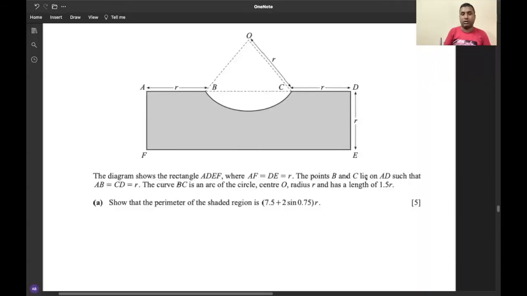Let me see the next question. This is question number 11. Look at the question. This diagram shows the rectangle ADEF. AF is R, DE is also R. The points B and C lie on AD such that AB equals CD equals R. The curve BC is an arc of the circle, center O, radius R, and has arc length 1.5 R. Show that the perimeter of the shaded region.